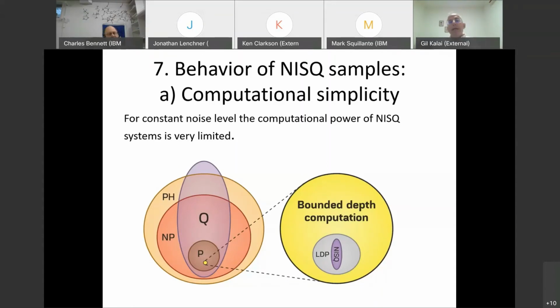And now inside P, there is an important computational class, a very primitive computational class, which is called bounded depth computation. And inside this class, Guy Kindler and I identified an even smaller class, which is a probability distribution which can be approximated by a low degree, bounded degree polynomial. And this very primitive class actually has some interesting connection with learnability and with learning. The computational power of noisy intermediate scale quantum systems, when the noise level is constant, is included in this class. So it's a very, very low level computation.